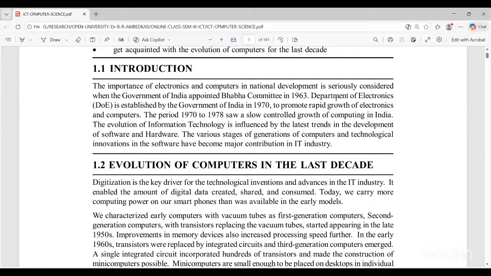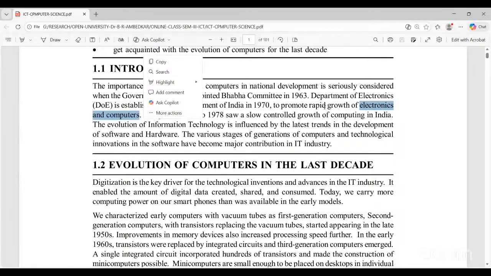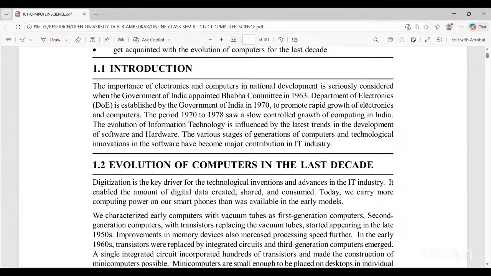The Government of India established, in 1970, a body for the growth of electronics and computers. So the government promoted electronics and computers for the growth, to develop the nation. So this is the introduction, the two main points we can make a note of here.